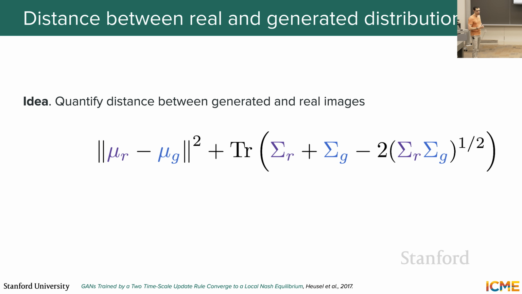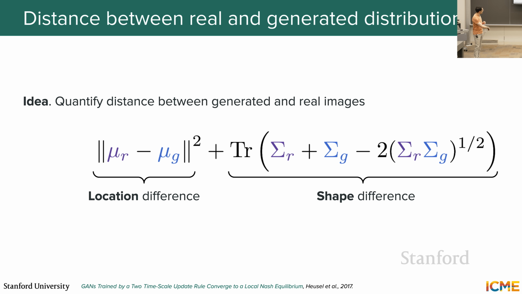And so we can come up with some formula, which I'm putting on the slide. We're going to go through each component, where the first term is about quantifying the difference in where these distributions are located, so comparing the means of each distribution, and also comparing the shape of each of these distributions. Here, TR stands for trace, so it's an operation on a matrix.